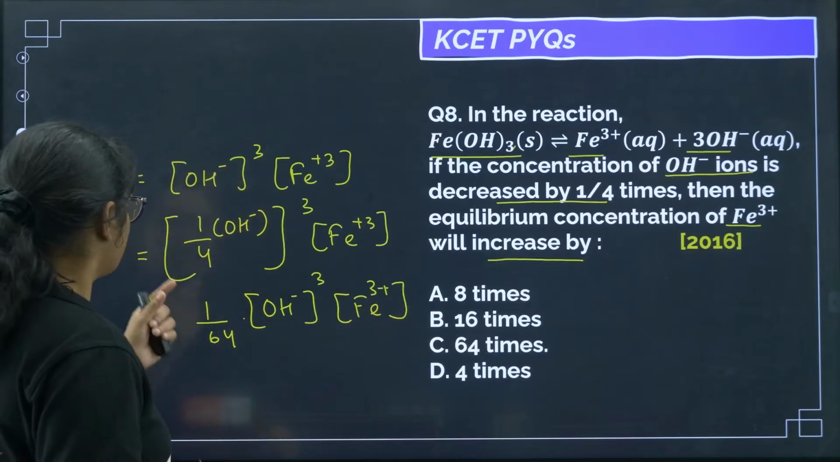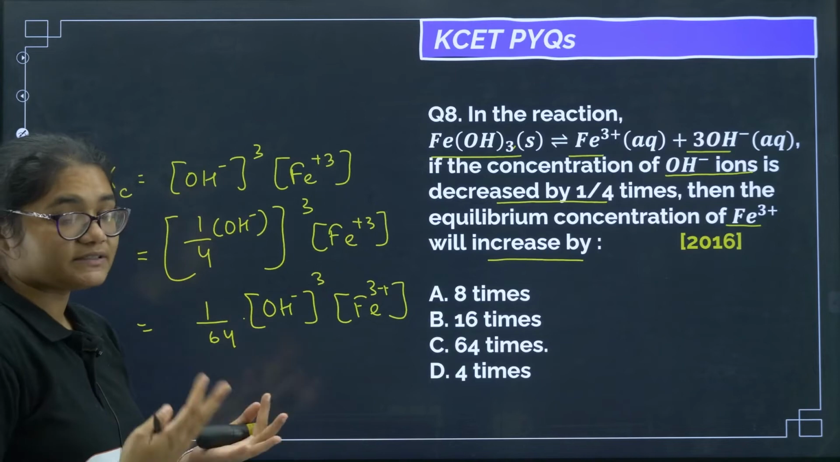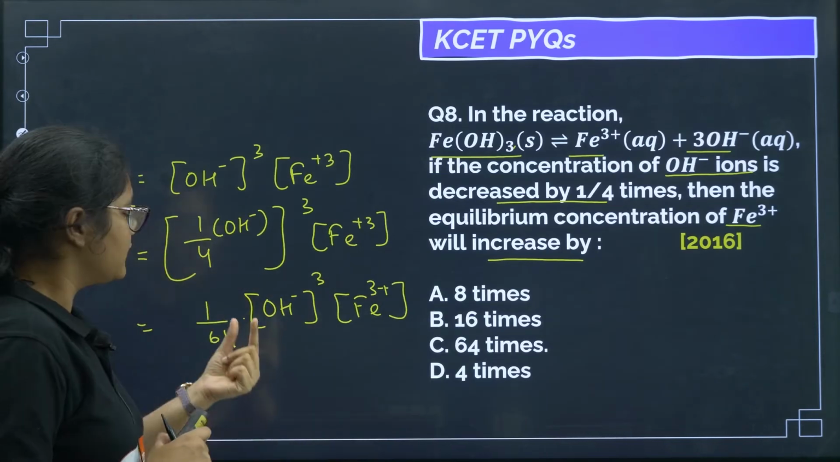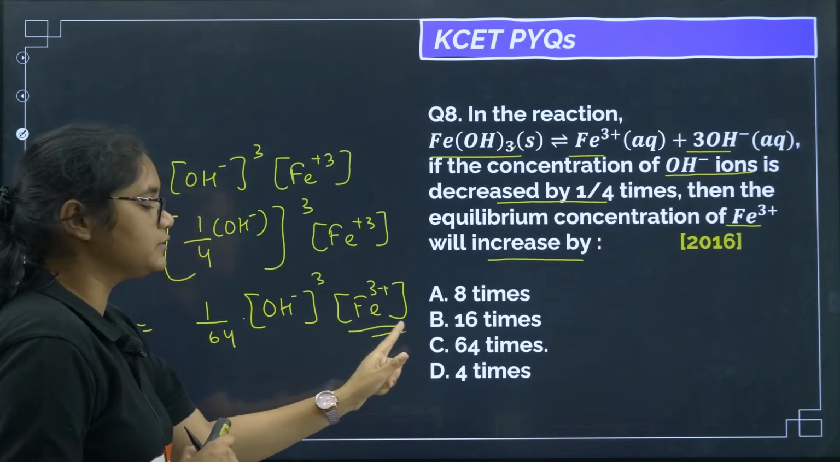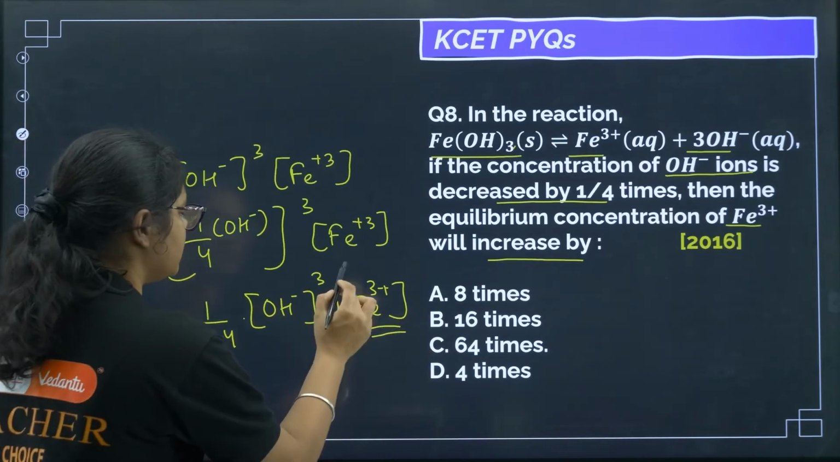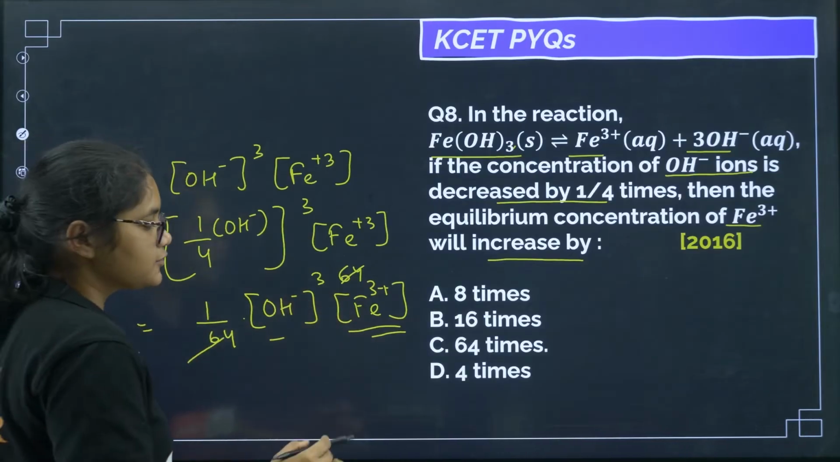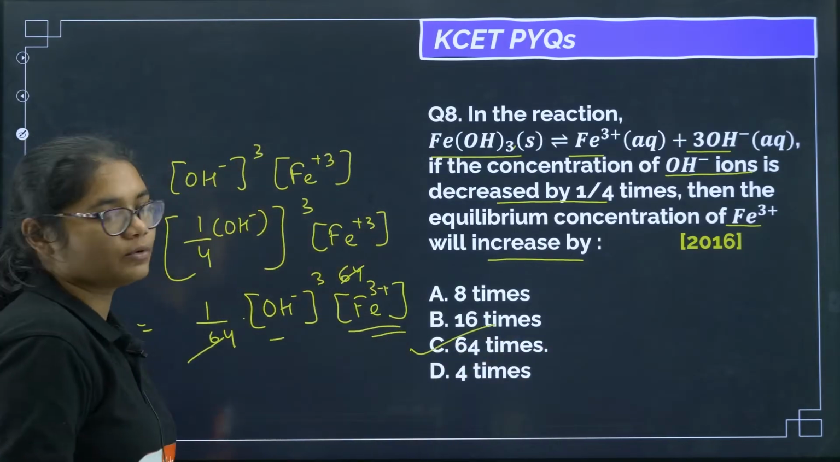Now what happens? I told you at equilibrium the concentration will not change. The equilibrium constant has to be a constant term. Now if this one is decreasing, this has to increase by that many times. So it will increase by 64 times so that the final value remains the same. So it will increase by 64 times.